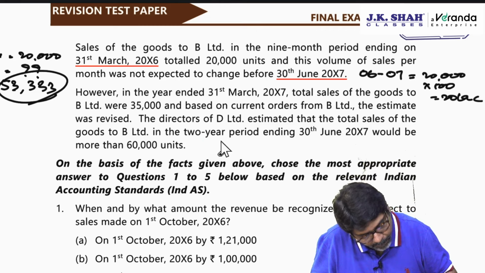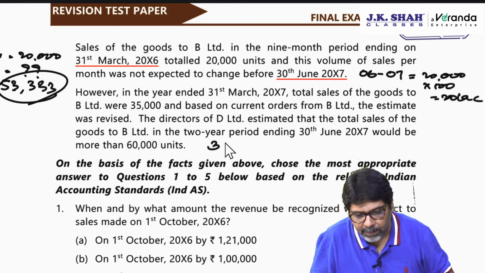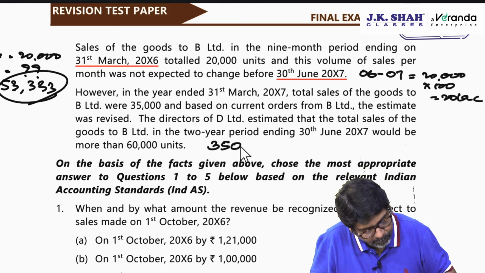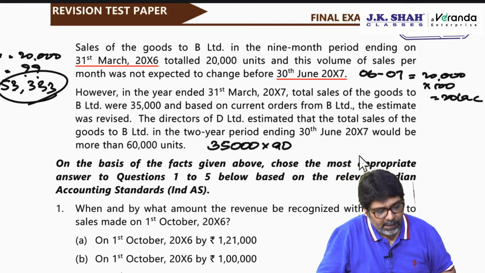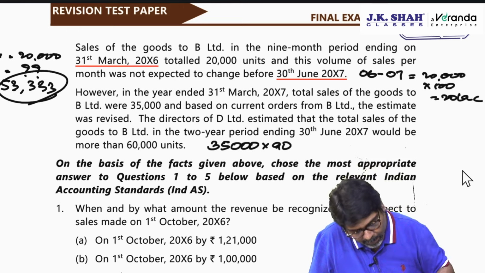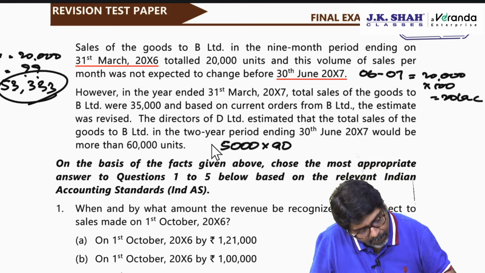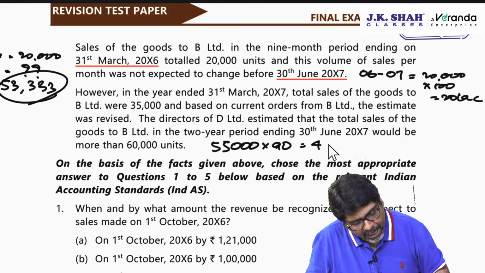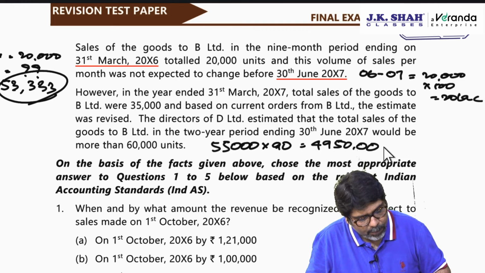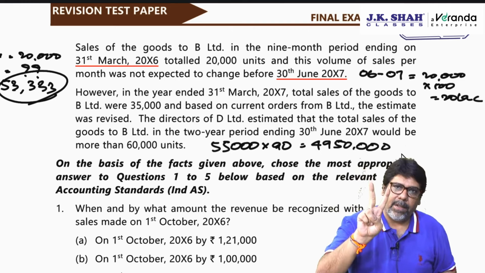So 55,000 into 90 is equal to 49,50,000, which is the total sales which they should have done over a period of 2 years.